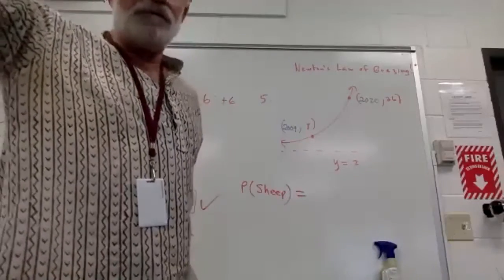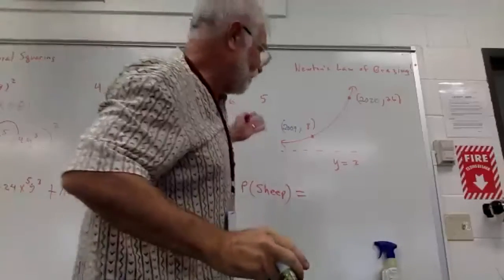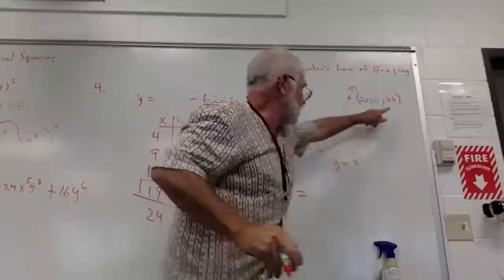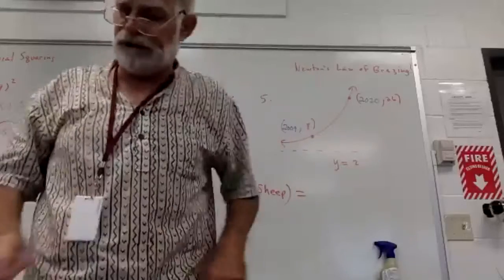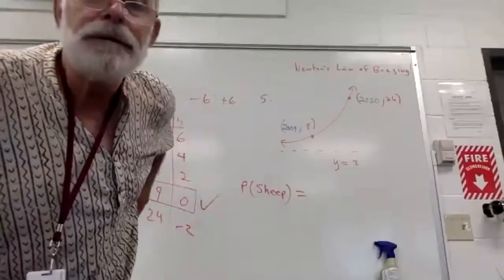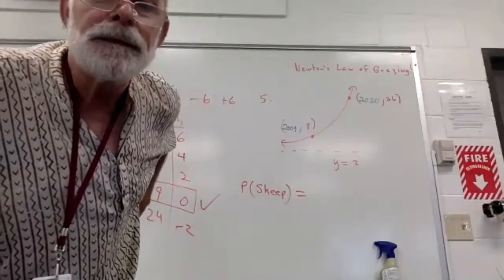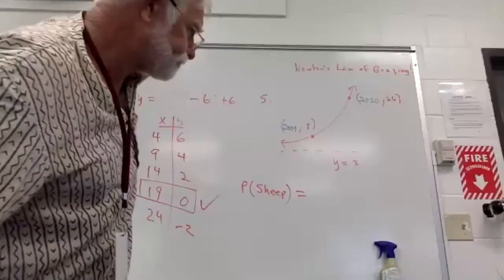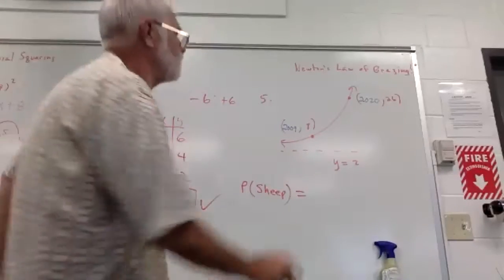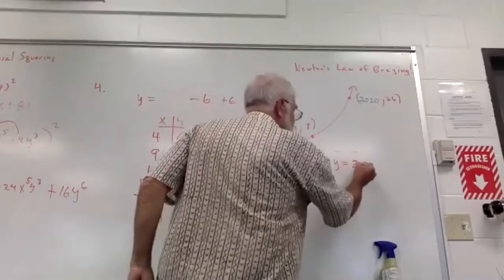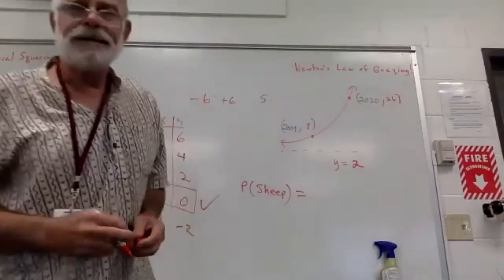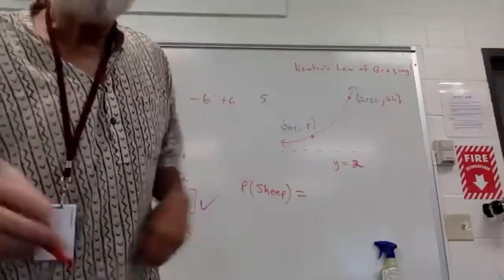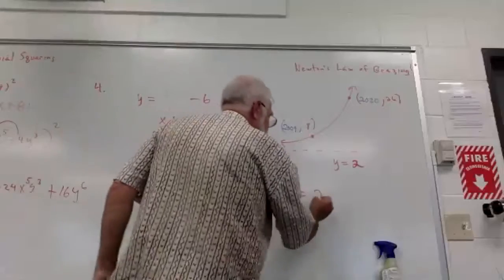Three. Is that... Anybody? Seven? We've got three populations of sheep: 2, 8, and 26. What do you think the most important population is? Three. I don't see the number 3. Wait, oh, I'm probably looking at this. Oh, 2. Yep, that's the most important population of sheep.